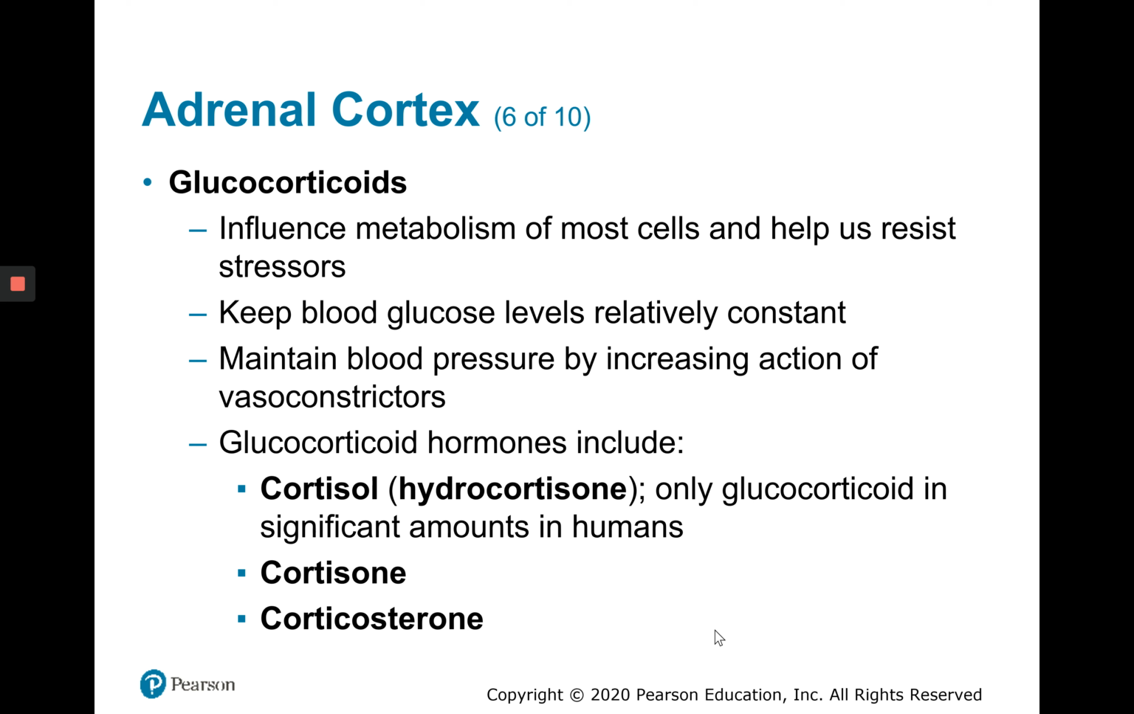So again, steroid hormones. A couple of different glucocorticoid hormones to look at. They maintain blood pressure by increasing the action of vasoconstrictors, but the main glucocorticoid we're going to look at is cortisol or hydrocortisone. Cortisone and corticosteroid are also glucocorticoids, but our main focus is going to be cortisol, which is the only glucocorticoid produced in significant amounts in humans.